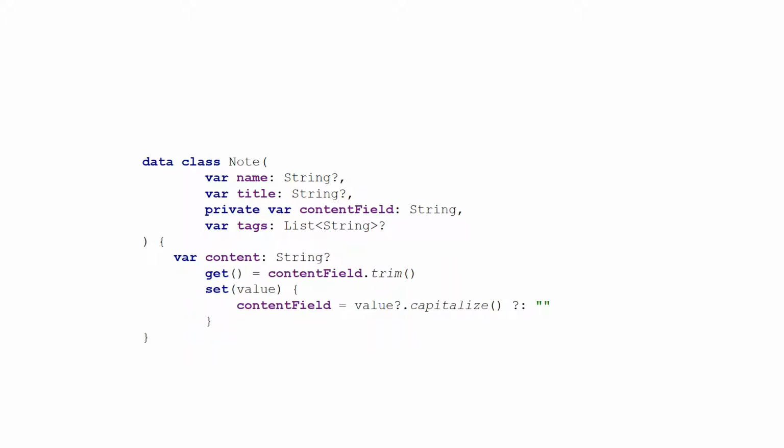And here is an example of a custom setter and getter for the content field. Here the getter is providing the content field value but trimmed, and the setter is setting the value, but first it is capitalizing this value, and if it is null, then it is setting an empty string instead.